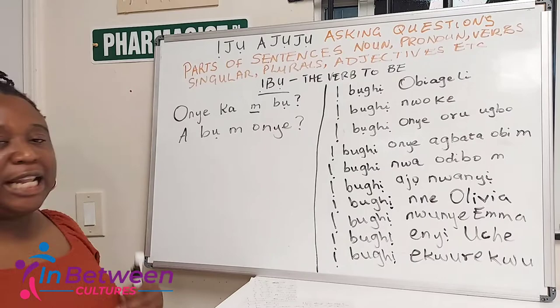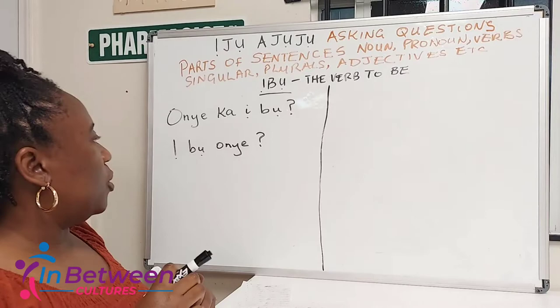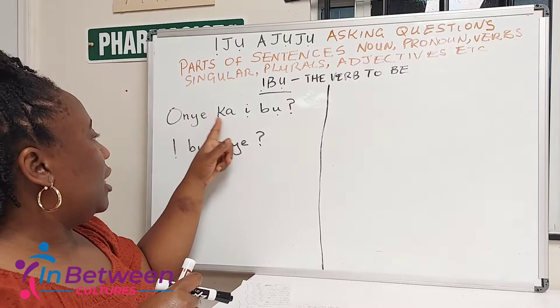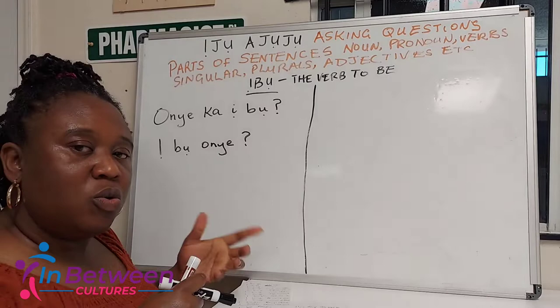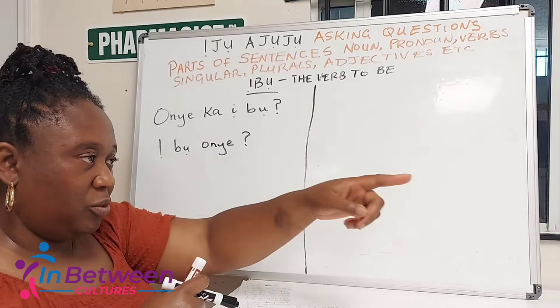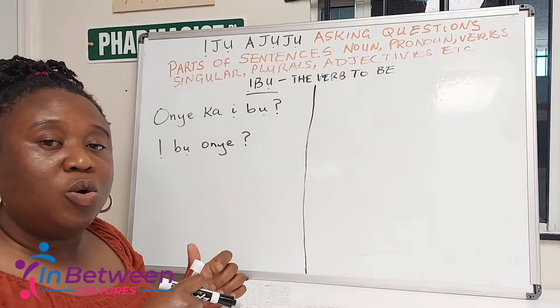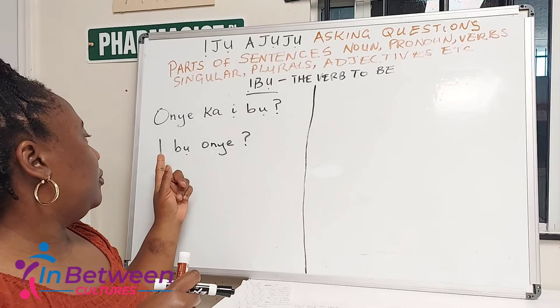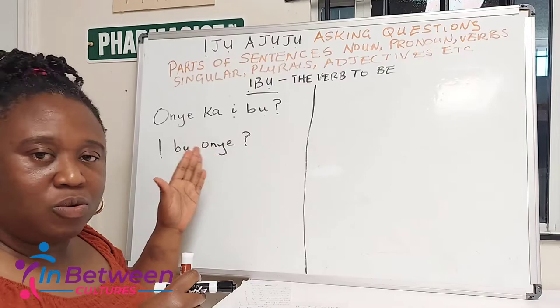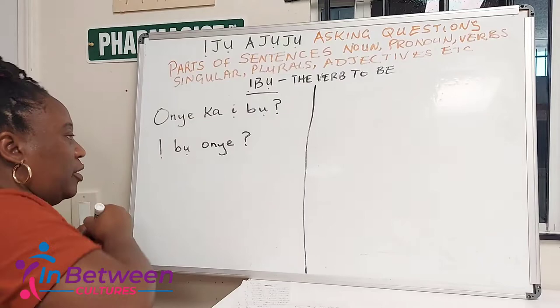Let's go to the next person. The next question we're going to ask is the second person singular, you. Onye ka ị bụ? And the question goes, who are you? So I'm asking the question to somebody over there, and that person is going to respond to me. So onye ka ị bụ is who are you, or onye ka ị bụ, because the A gets swallowed, right? Ị bụ onye, either way, same meaning, who are you? Are you who? Okay? So let's start to answer again.